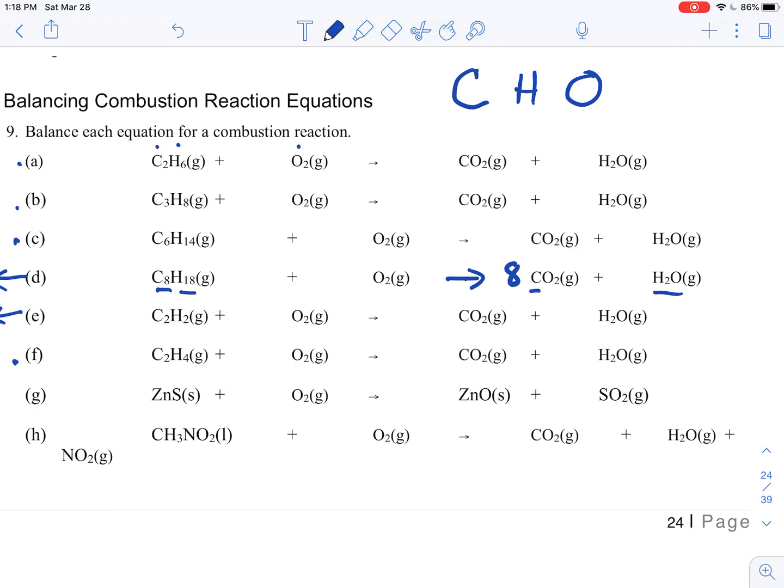Scooting to the right, that means I will have to put 9 hydrogens here, and to do that, I also will have to be careful in the fact that there's oxygen on 2 sides here on the right and only 1 side here on the left. So far, our hydrogens seem fine and our carbons seem fine, but oxygens will make things a little bit tricky. So that's why we leave them to last.